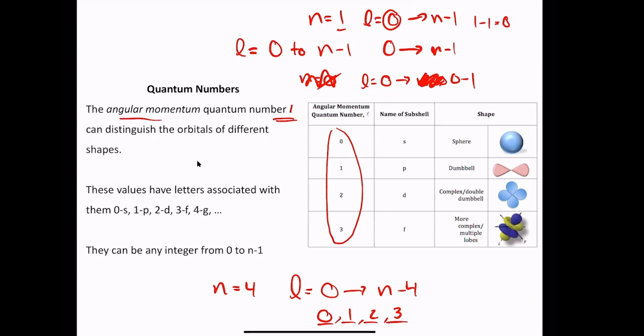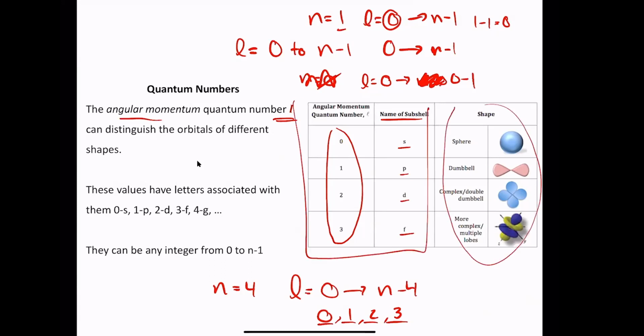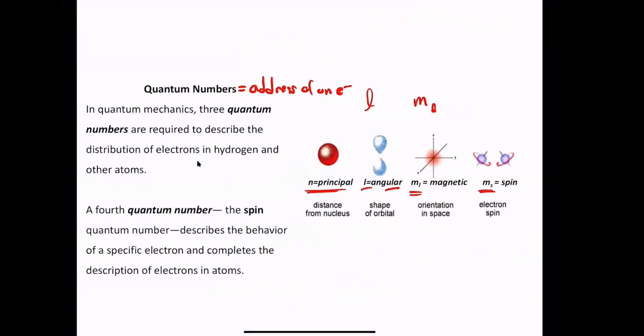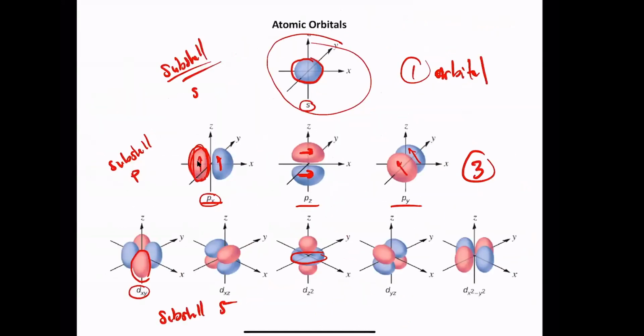And each one of these values describes the name of the subshell. These are the names of the subshells, and they're not hard. It's S, P, D, and F. This is what they look like, but you're not going to be tested on that. You're going to be tested on this: can you calculate the quantum number L? Can you name the subshell of that quantum number? SPDF.